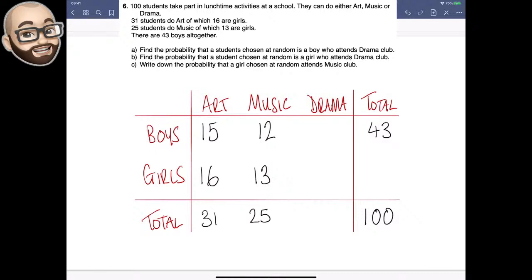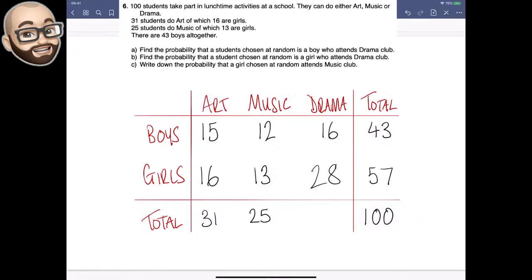I can see if there's 43 boys, that means there must be 57 girls in order to add up to the 100. I can see that we've got 15, add 12 boys along the top, that's 27. We need to get up to 43, so that must be 16 boys who do drama. Girls, we've got 16, add 13, which is 29. We need to get up to 57. So what's that going to be? That's going to be 28.